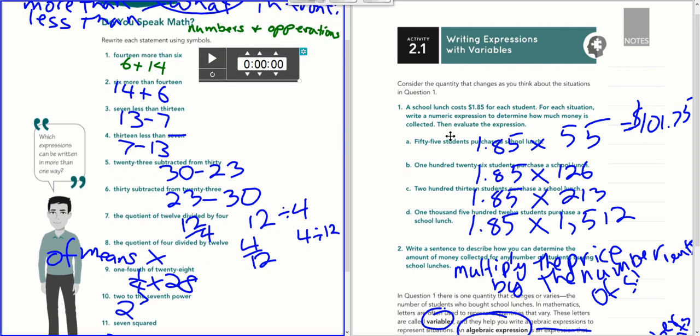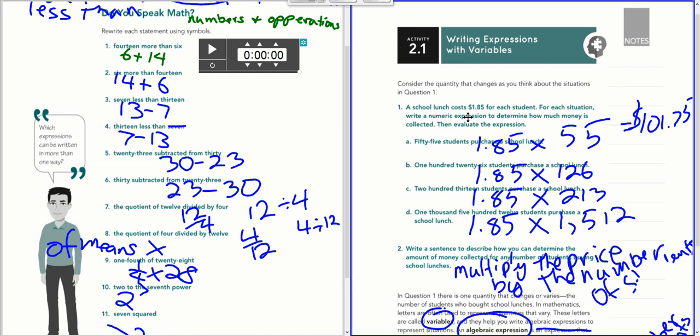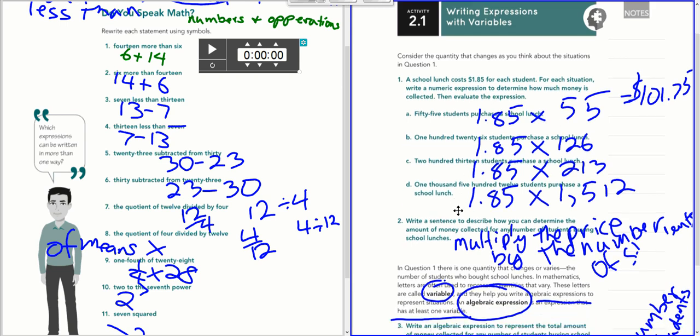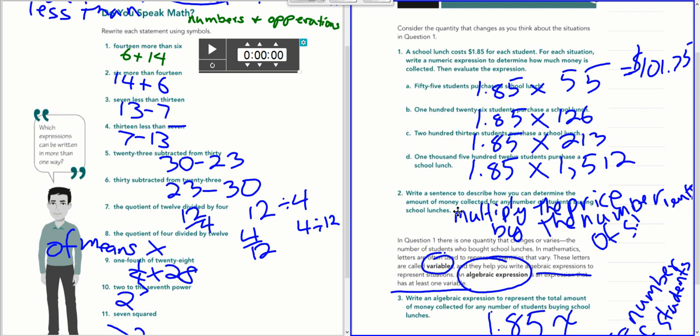Now, on this next page, we've got a situation here. We've got $1.85 for each lunch. So $1.85 times 55 students would get us our amount. And then $1.85 times 126, and so on. And as you notice, the pattern is that the amount you spend on the lunch does not change, but the number of students does. So basically, to find the amount they would earn in any situation, you multiply the price by the number of students. Sorry, I got a little eraser mark there.